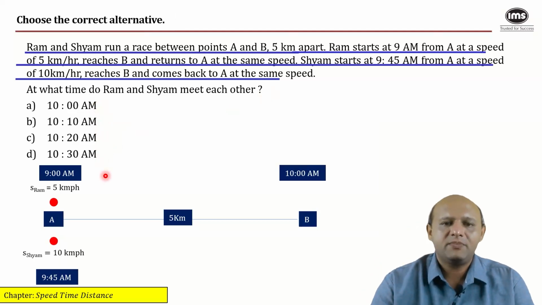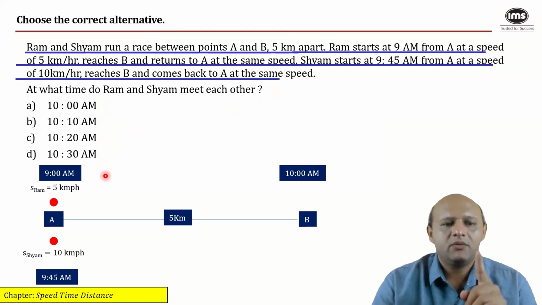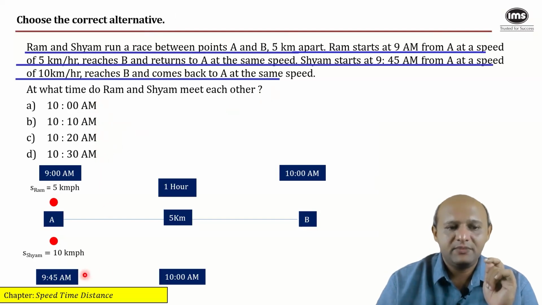So if you look at 1 hour later, at a speed of 5 kmph, after 1 hour, Ram will cover 5 kilometers, correct? Whereas Sham begins his journey at 9:45. So from 9:45 to 10 would be a span of 15 minutes. In a span of 15 minutes, which is 1/4 of an hour, how much distance would he cover? He would cover 2.5 kilometers.